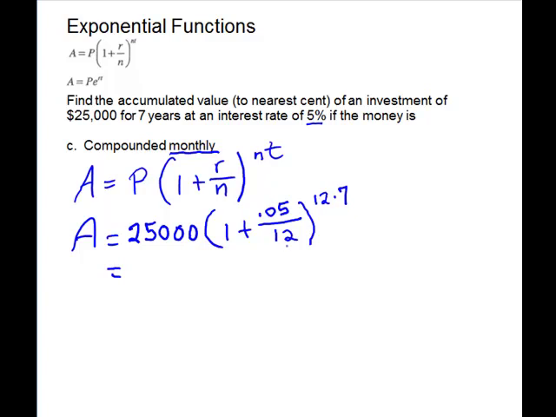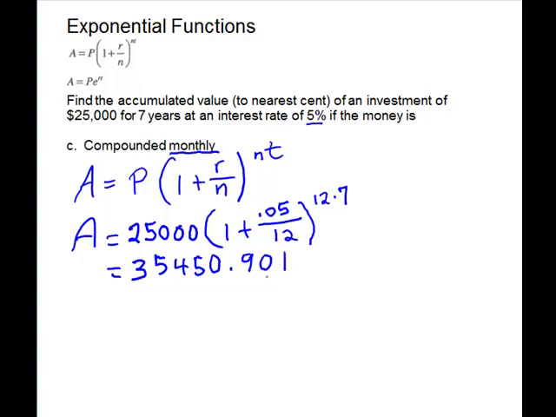0.05 divided by 12. Add 1. Get your answer, raise it to the 84th power, or if you didn't figure that out, raise it to a power and use parentheses. Do 12 times 7 and close the parentheses. Get your answer times 25,000, and I have 35450.901. We're going to the nearest cent.